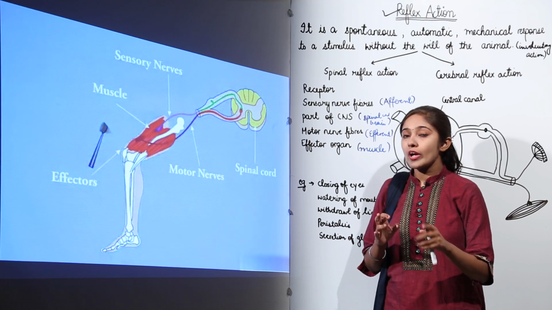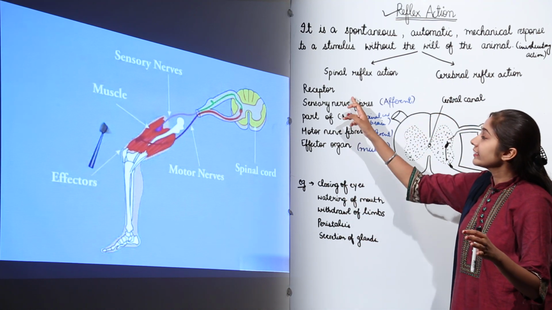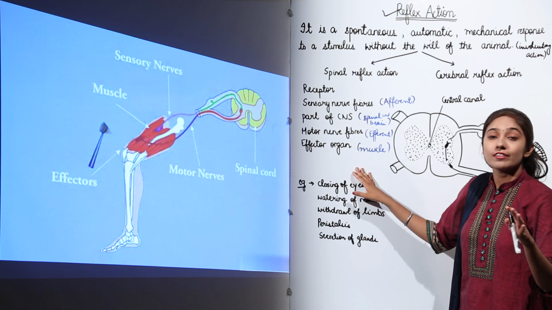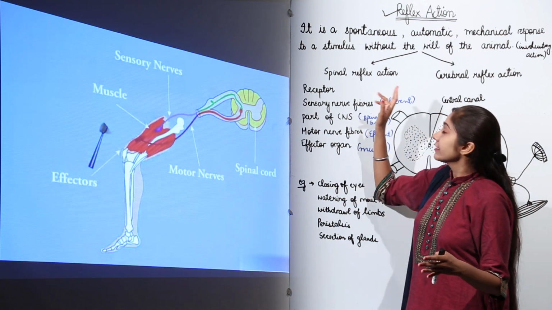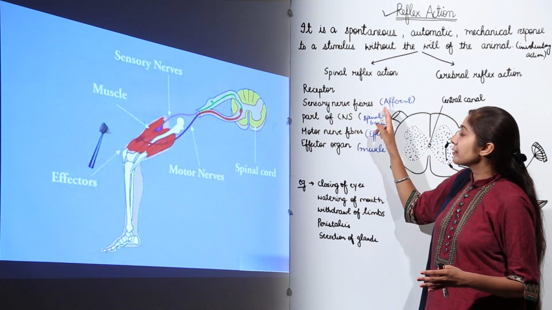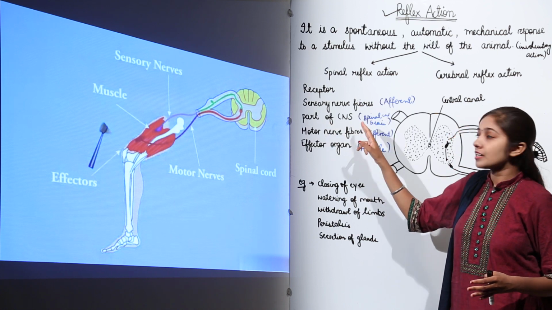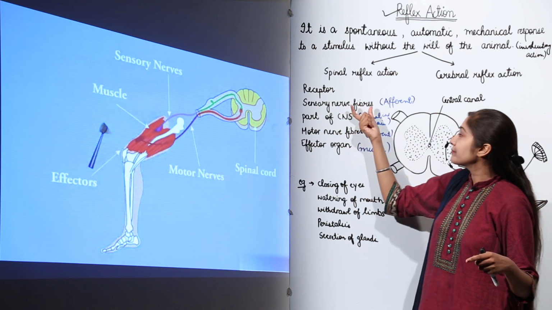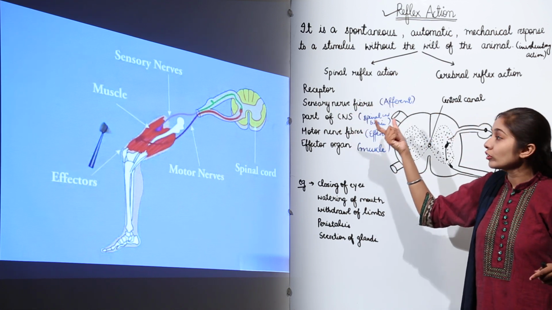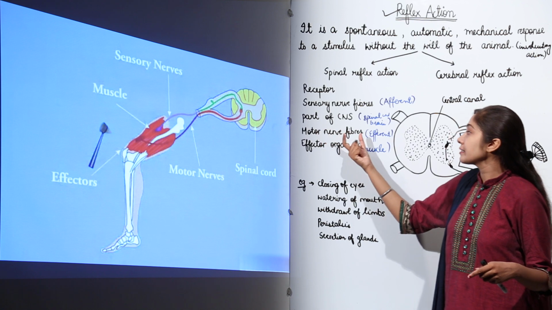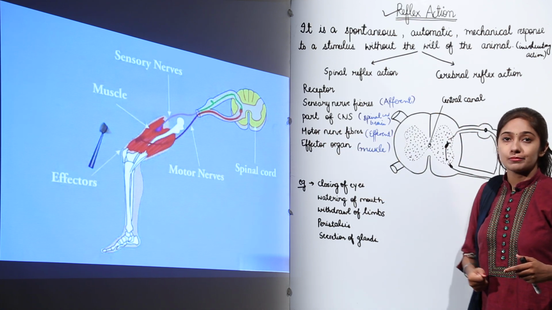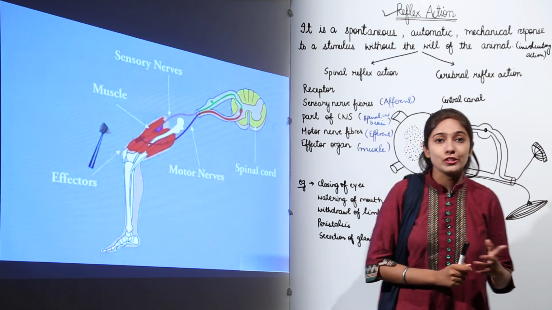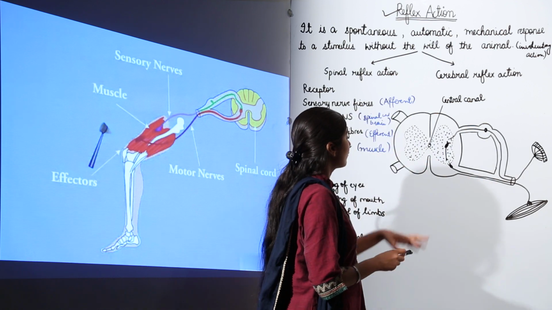So as you know, you have a fair idea that there are these 5 things for the reflex action to take place. That is the receptor, the sensory nerve fiber, part of the central nervous system, motor nerve fibers and effector organ. Remember, we call sensory nerve fibers afferent nerve fibers also, and we call motor nerve fibers efferent nerve fibers also. So as you can see in this image, look at this image very carefully.